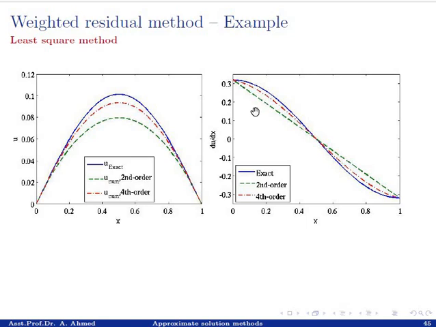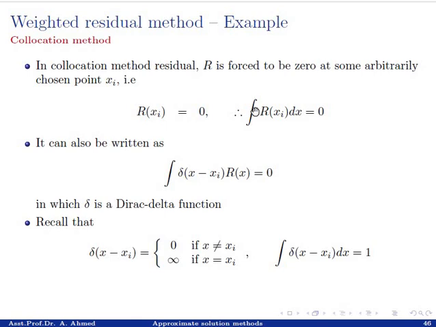Or in other words, I can also say that I am also increasing the number of unknowns. Of course, the accuracy is increasing, but the number of unknowns is also increasing. So accuracy is achieved with increased computational cost, right? Because I have to now perform more intense calculation, and I have to find out more unknowns in order to get the exact solution, or a solution which is close to the exact solution. So this was the least square method.